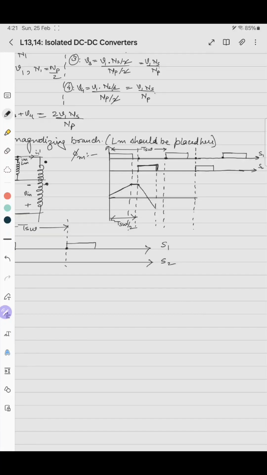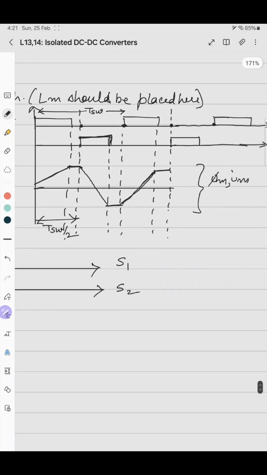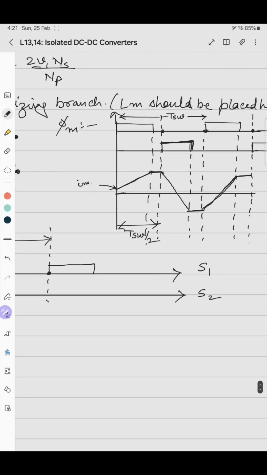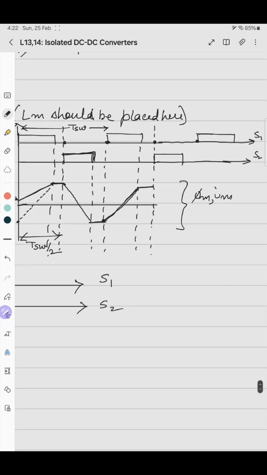Then again both the switches are off, so it will be like this. Then again till here, it should turn on like this. Again when both the switches are off, it should be constant. So this is phi m, Im. Initially we thought that this is Im of 0 or phi m of 0, whatever it is. To have a symmetric waveform, we can start this waveform from this point only. So at the end of each switching period, the value of Im of 0 is equal to the value of this.